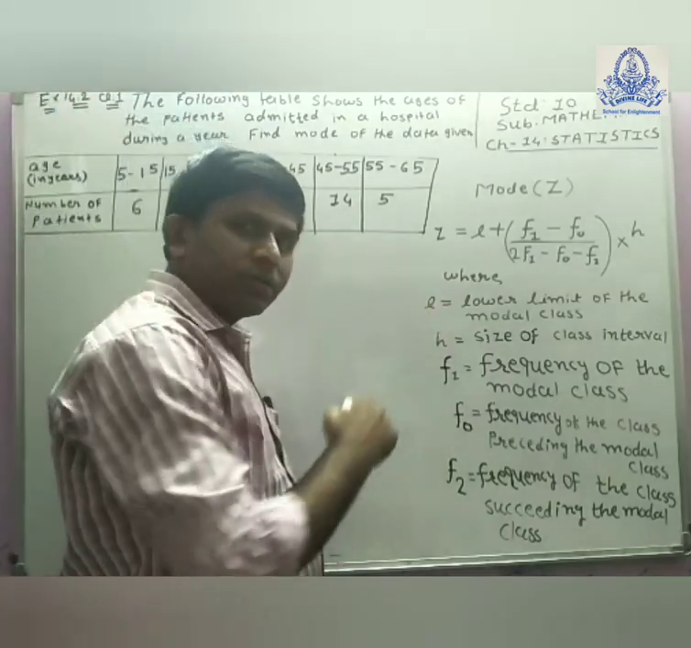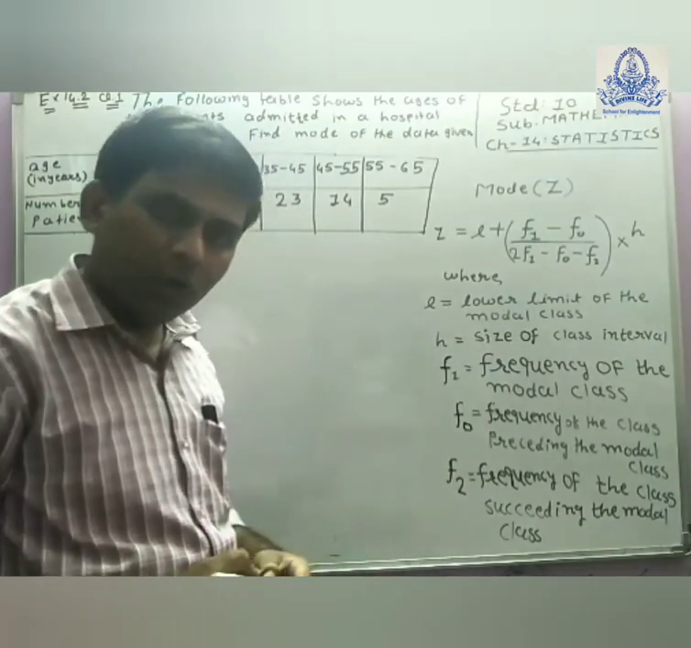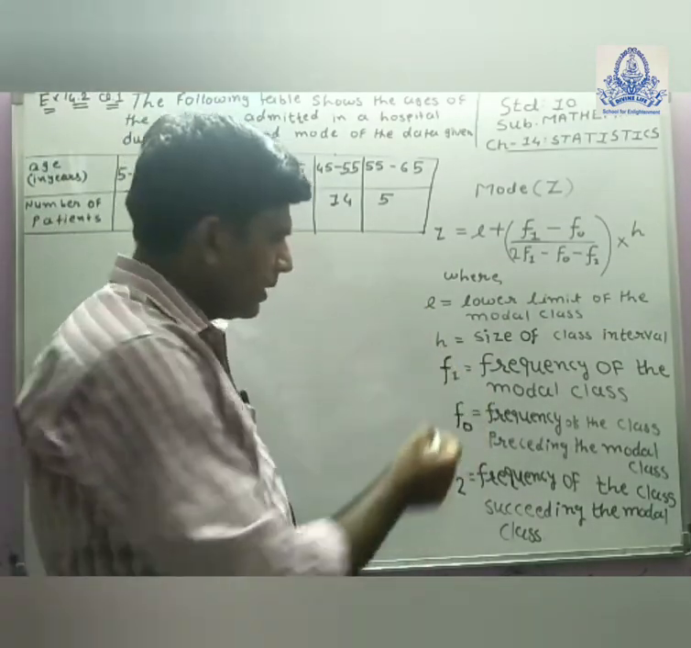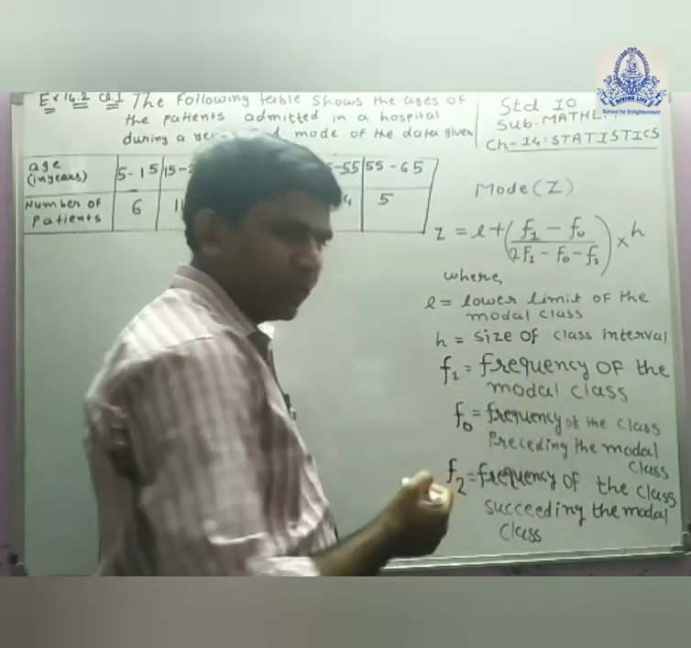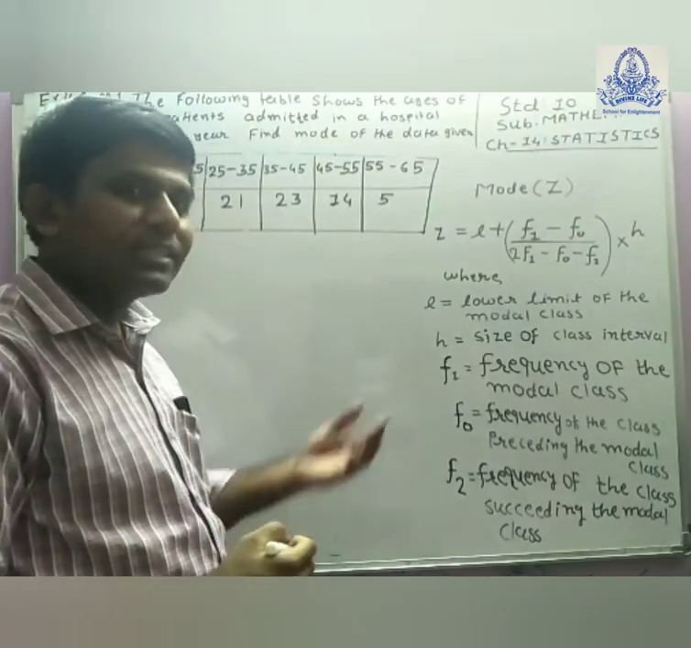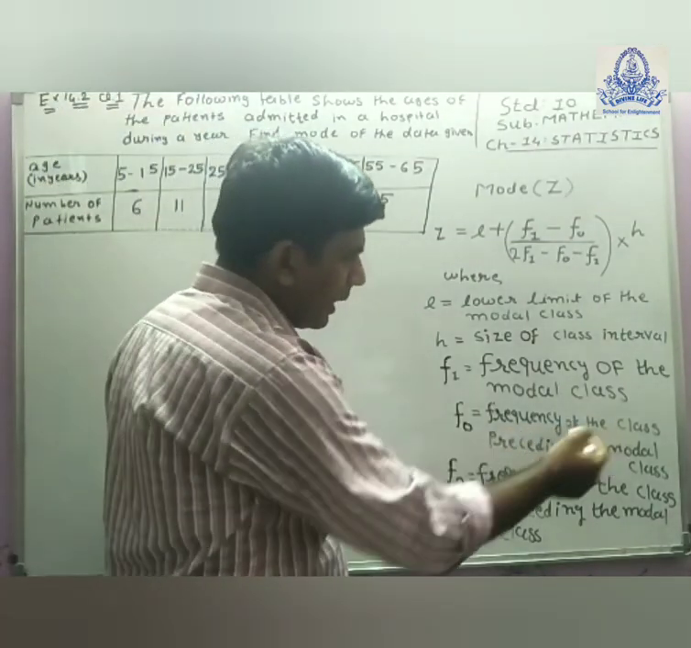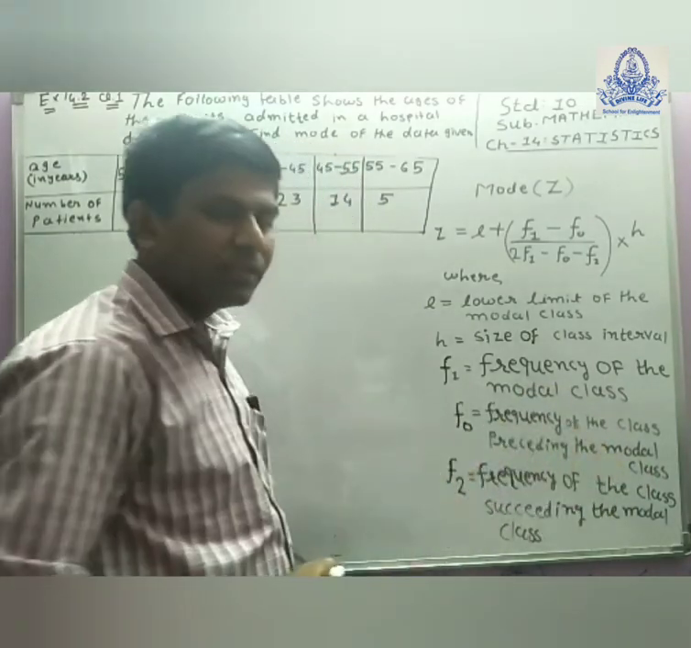L, that we have studied, is the lower limit of the modal class. Whatever the modal class is, its lower limit will be L. H is the class size. F1 is the frequency of the modal class. F0 is the frequency of the class preceding the modal class, and F2 is the frequency of the class succeeding the modal class.